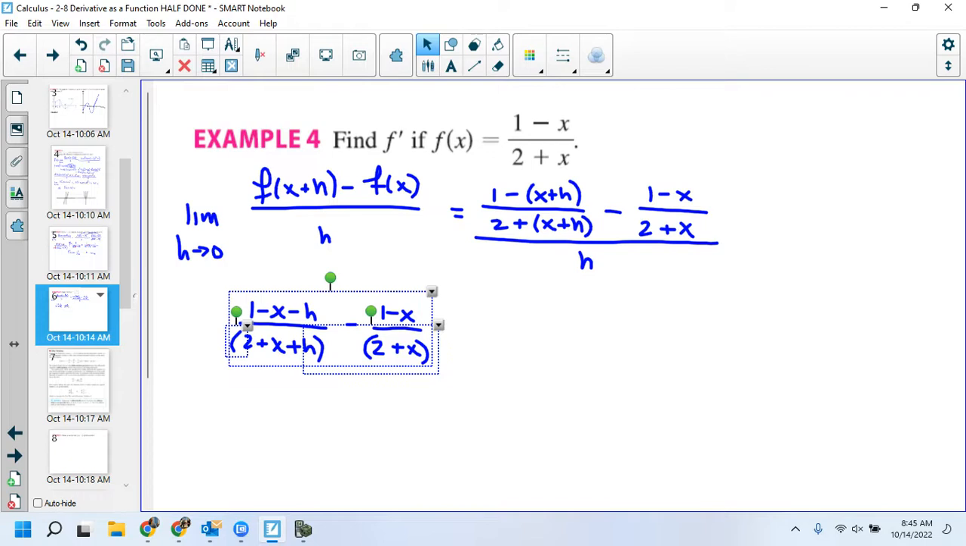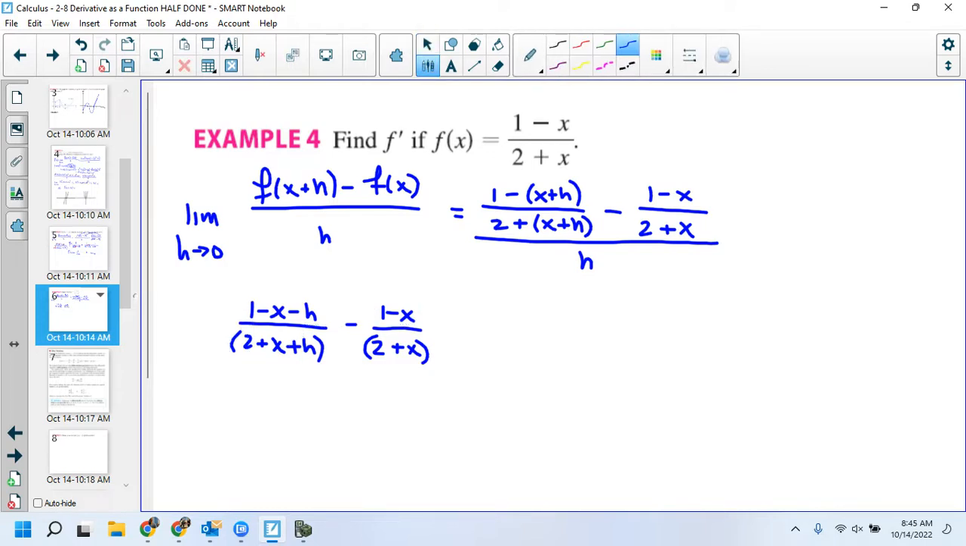That just happened, right? My screen went black, right? I was going to say, like, did I just go crazy for a second there? All right, so this one needs a 2 plus x. And this one needs a, yikes, 2 plus x plus h.